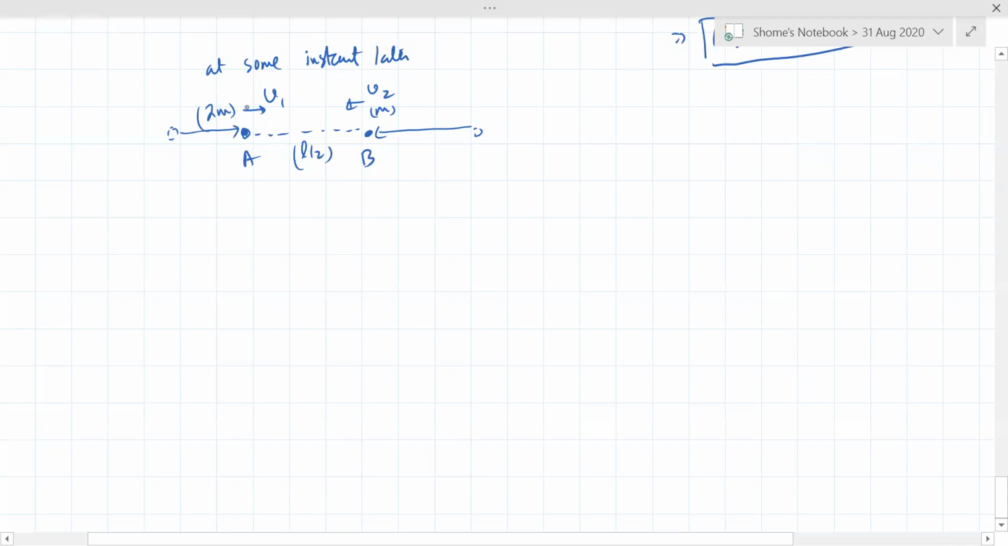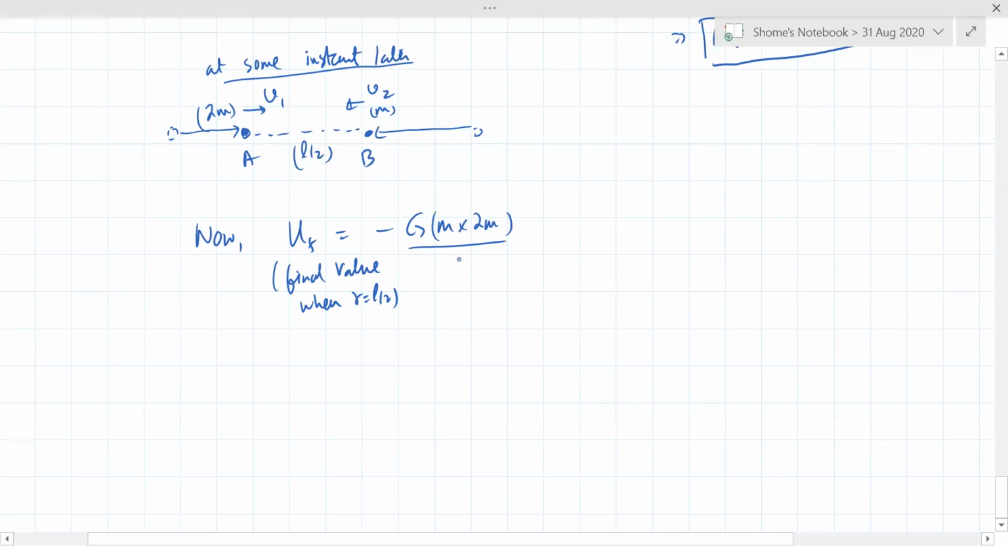B's mass was m. So at this instant, the value of potential energy, which we can say is the final value, that is when the distance has become L by 2, is minus G m1 m2 divided by R, where R is L by 2. So it's minus 4 G m square by L. So you can see that the potential energy has increased to double the value. There it was 2 G m square by L, here it has become this. It has become minus 1440 joules.